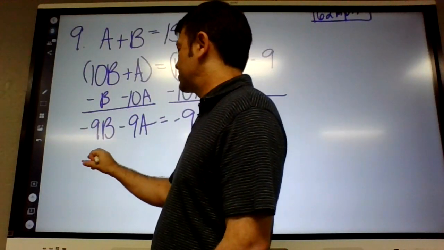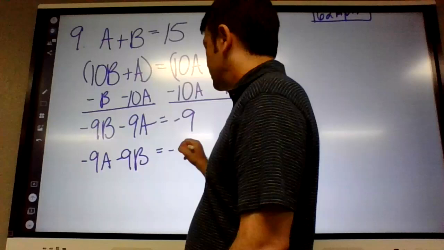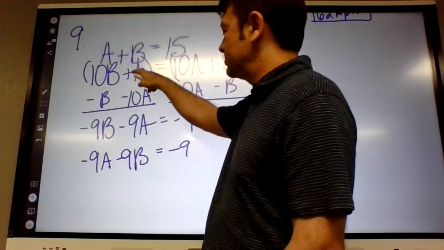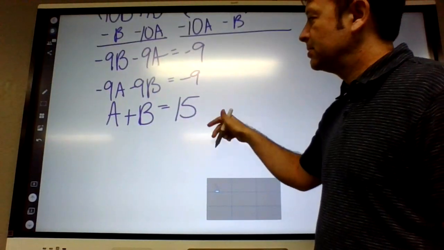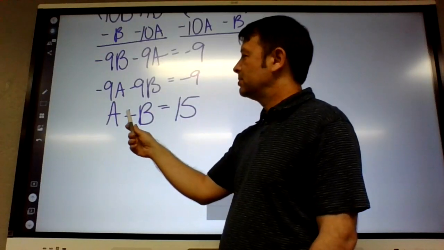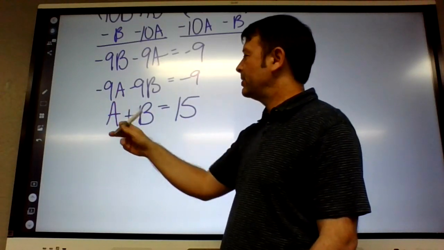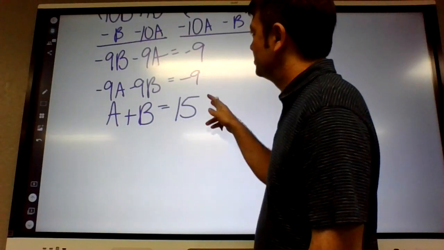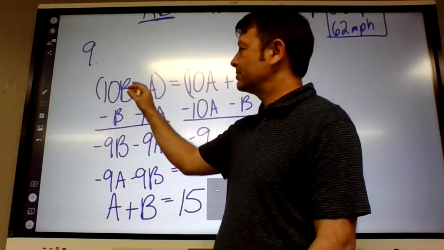I'm going to switch the order because our original equation was this. Let's put A plus B equals 15 underneath in the elimination. Okay, right. So if this is negative 9A, wait, something is wrong. What did I do wrong? Oh, this is positive 9B right here.